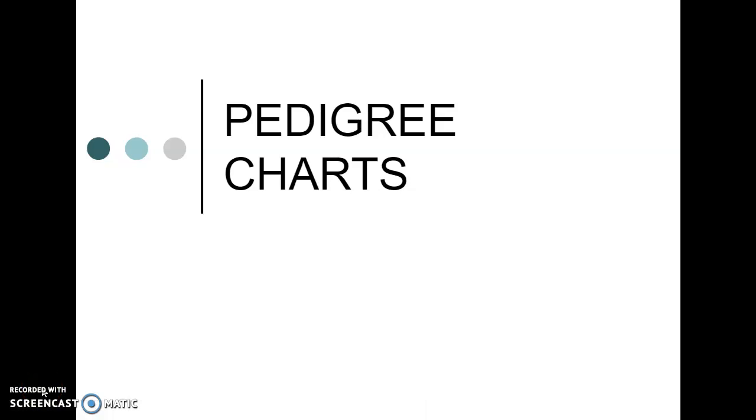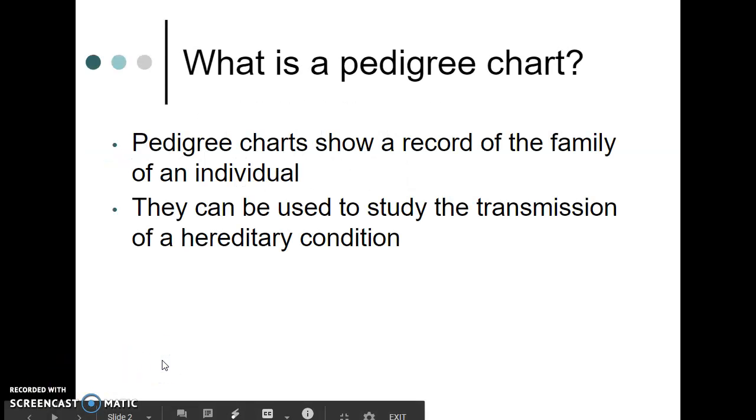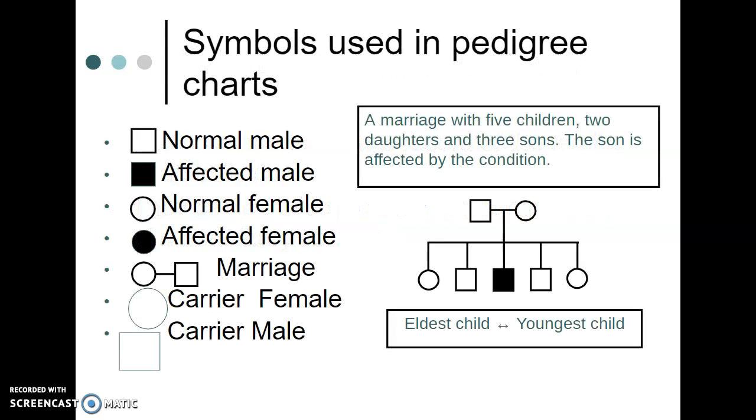Okay, so let's talk about pedigree charts. A pedigree chart shows a record of the family of an individual. It's used to study the transmission of a hereditary condition.